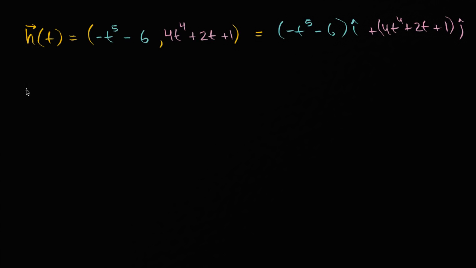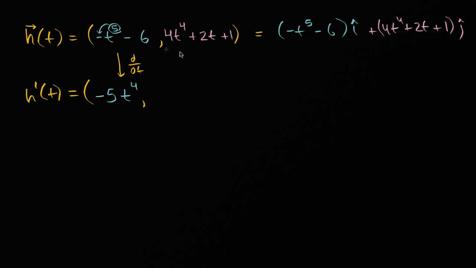So let's take the first derivative, h prime of t. Well, as you'll see, that's actually quite straightforward. You're just going to take the derivative of the respective components with respect to t. So the x component, if you were to take the derivative with respect to t, what are you going to get? Well, we're going to use the power rule right over here. 5 times the negative 1, you're going to get negative 5 times t to the 5 minus 1 power, so t to the fourth power. The derivative with respect to t of negative 6, well, that's just 0. So that's the rate of change of the x component with respect to t.